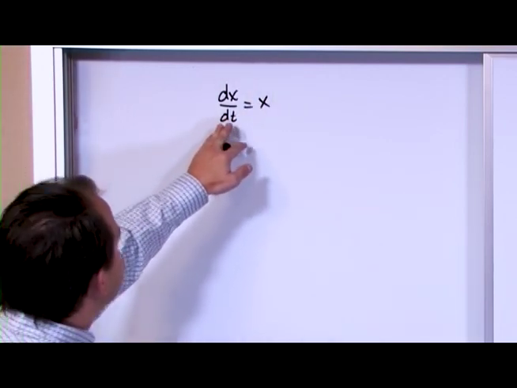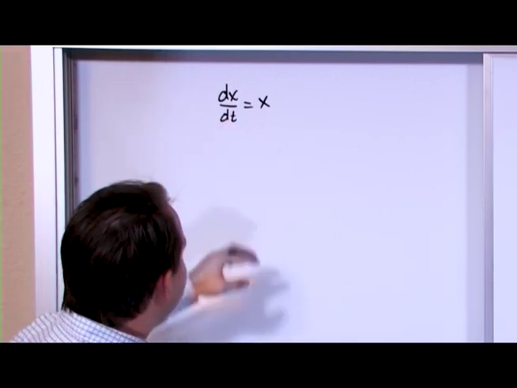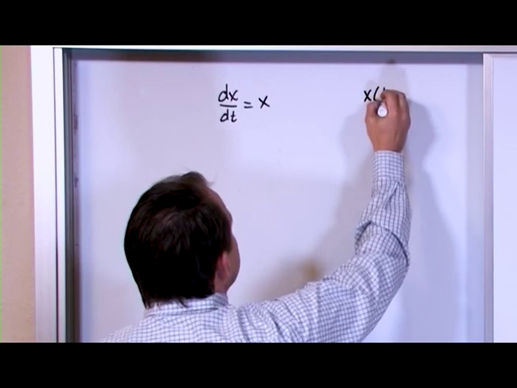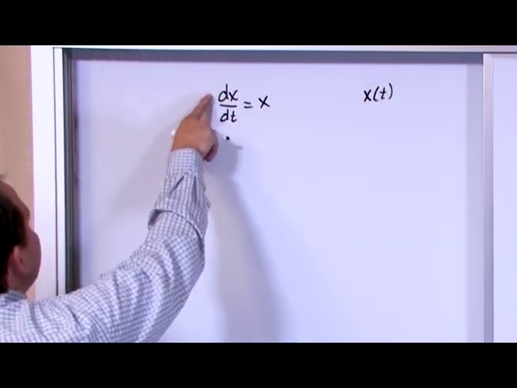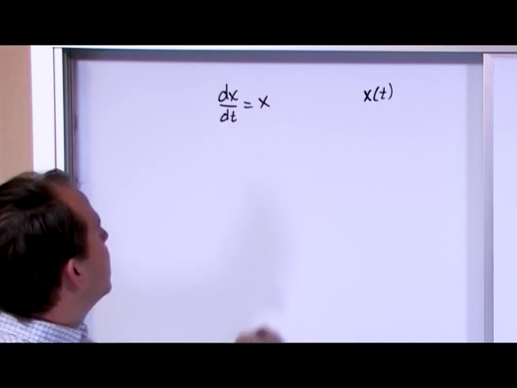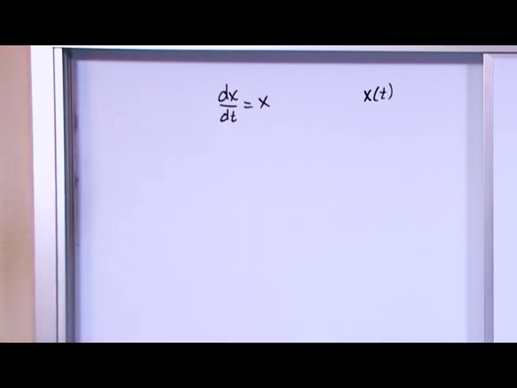We know that the slope of x of t, which is what we're trying to find, don't forget, what we really seek to find is x of t. X is a function of time, but the change of dx with respect to t, in other words, the slope of my answer, the slope of the graph that I'm after, is going to be equal to whatever value of x I'm at.